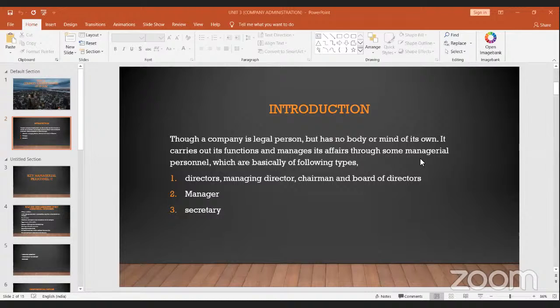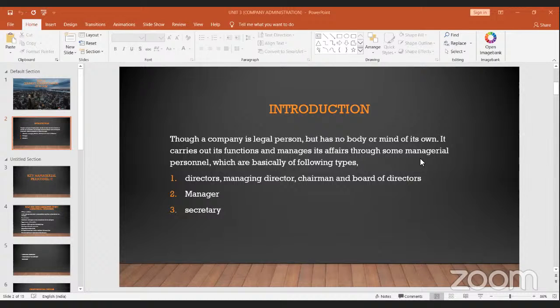So who are the main administrators? In a partnership, the partners are the administrators. But in a company, it's not like that. Shareholders are the investors, and the administrators are like employees of that particular company. We can call them directors, managing directors, a chairman or a president, the board of directors, the secretary, that is the company secretary, and also the manager.